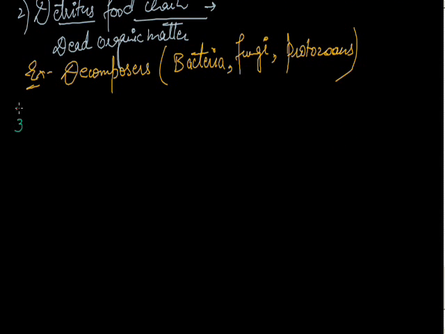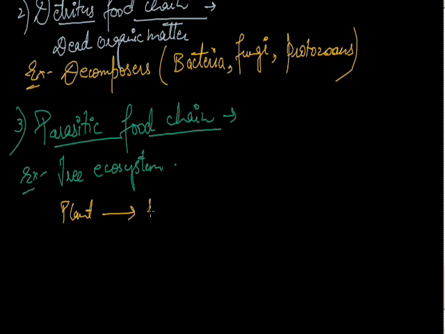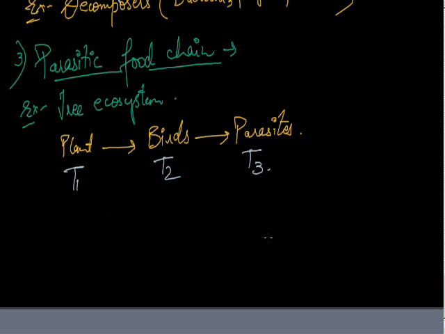Now, the last type of food chain is parasitic food chain. Parasitic food chain has the parasite which lives on the host body. For example, in a tree ecosystem, suppose a plant has birds, and the birds have parasites inside their body. So the plant will form T1, birds T2, and parasite T3. The parasite is endoparasitic in the bird's body. So parasitic food chain mainly comprises parasites, starting from the large to the small organism.